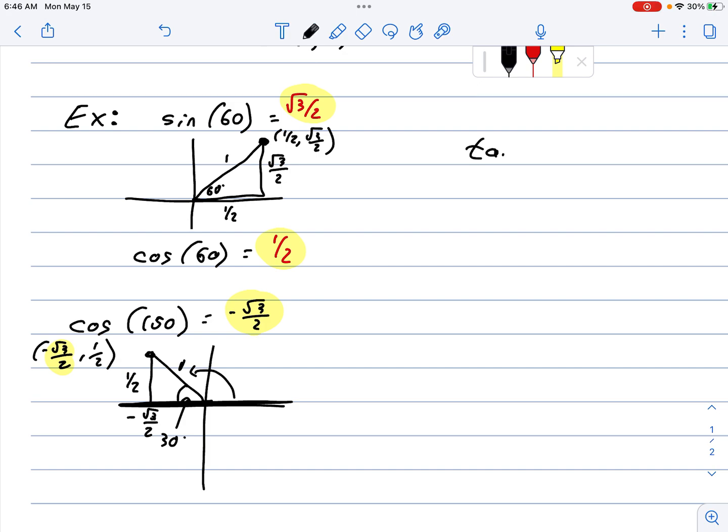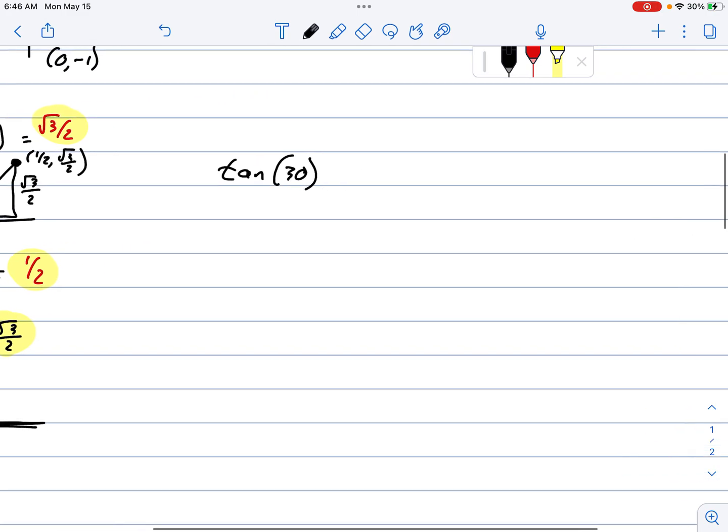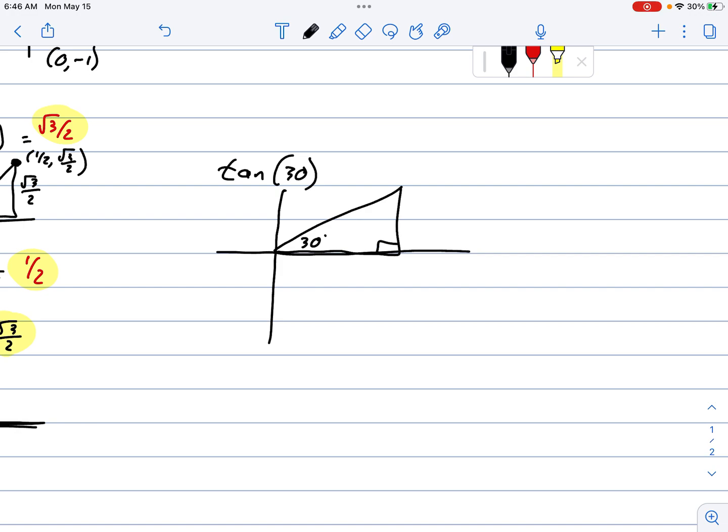Let's do a tangent, and then I'll show you just two more things, not too bad. Tangent of 30. Okay, so we're in quadrant 1 over here, 30. Right angle, that's 60 up there. Here's 1. That means this is a half. This is opposite the 60, so it's radical 3 over 2. We're all positive. We're in quadrant 1.